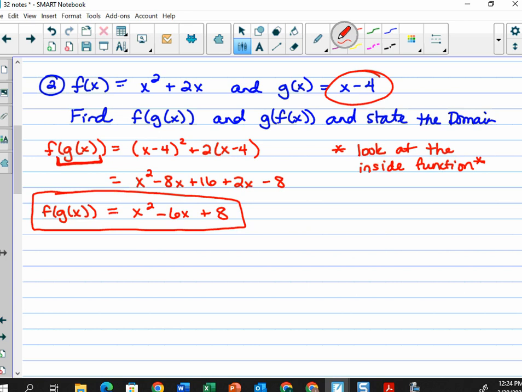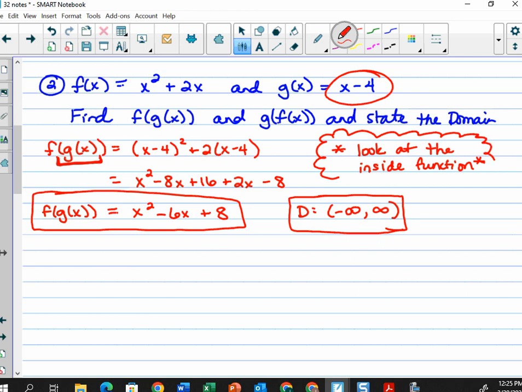You start there to see if there are any domain restrictions. So you look at that function. Is it a fraction? Does it have an even root? If that's not there, then there's no restrictions. So no restrictions from g of x, no restrictions on f of g of x. So our domain on this one is just negative infinity to infinity. But every time you're doing this, start by looking at the inside function. And we'll get to some where that actually matters. It obviously didn't really matter here.